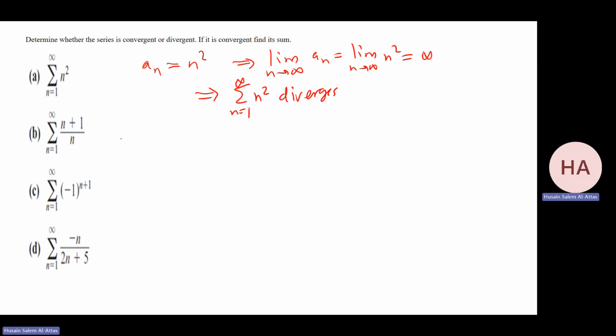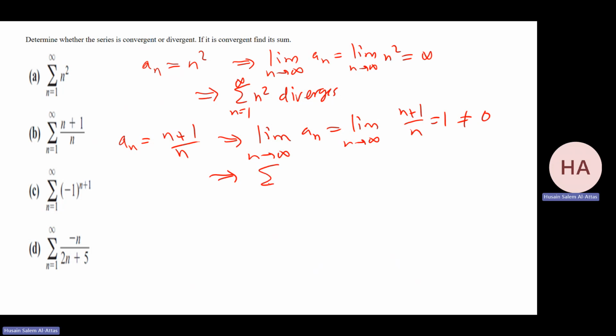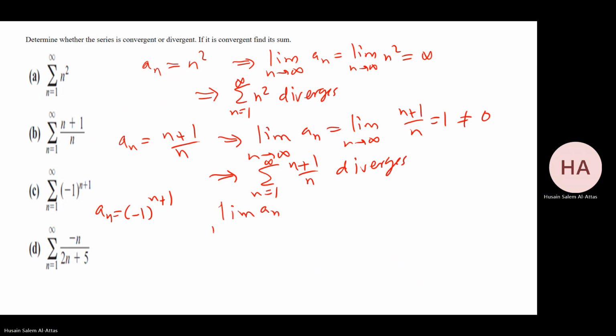This one, very clear. a_n is n plus 1 over n. What will be the limit of a_n as n goes to infinity? That will be the limit as n goes to infinity of n plus 1 over n, which is 1, not equal to 0. Right away, the series diverges. This one, n times minus 1 to the power n plus 1. So the limit does not exist because it oscillates. So the series diverges.